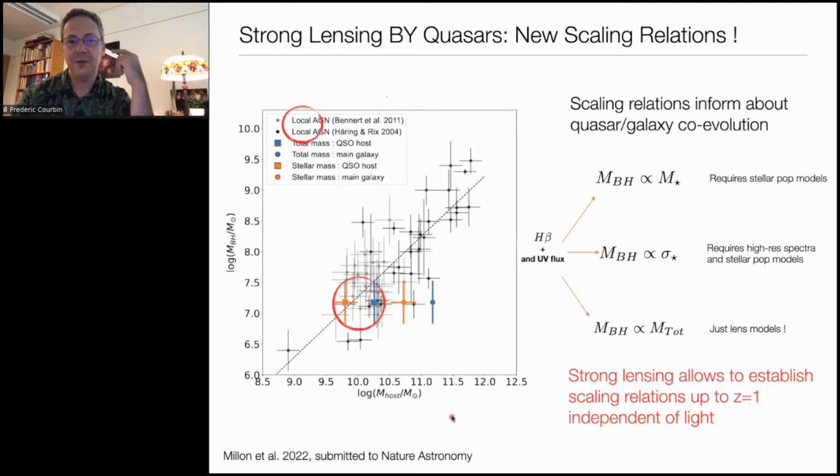So why is this important? Because Euclid should find around a few hundreds of these objects. So it means we can have the scaling relations for quasar-host galaxies, not only at redshift 0, but at higher redshift, and maybe its evolution with redshift. So you see again, another reason for using lensing to study quasar galaxy coevolution through the scaling relations.